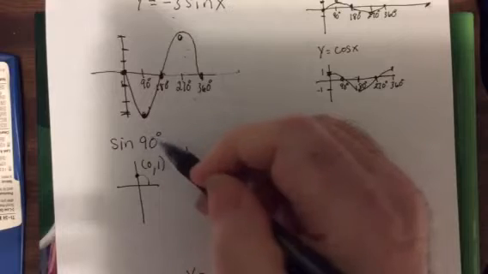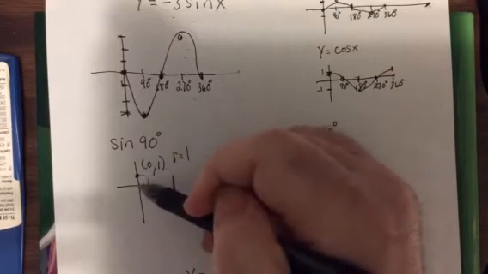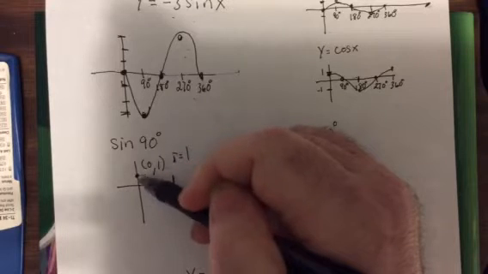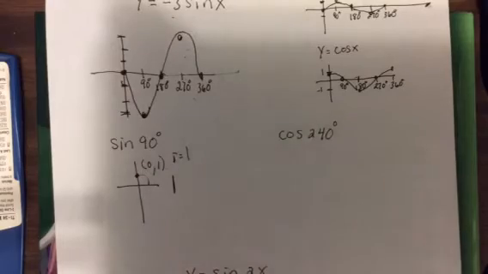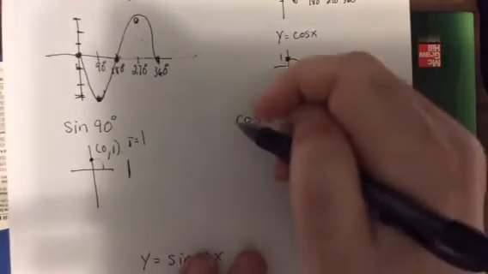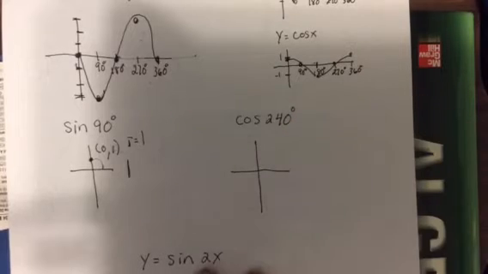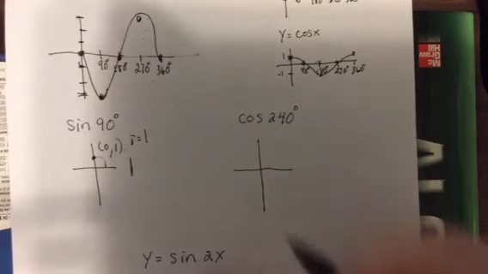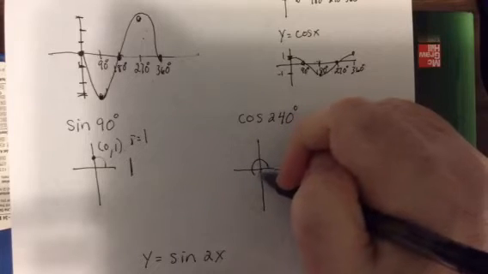Sine is y over r, so it'd be 1 divided by 1. Now we can do that because you're going in one direction, either straight up, straight left, straight right, down. So you can pick a point. Now this is when you have to use a reference angle. So I draw it. I like to draw it. So here's 240.